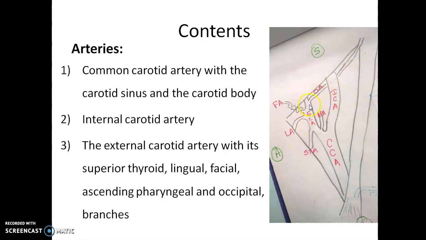All these branches of the external carotid artery are found within the carotid triangle. Mainly this common carotid, external carotid, and internal carotid, together called the carotid arterial system, are present in this triangle, and therefore the name carotid triangle.